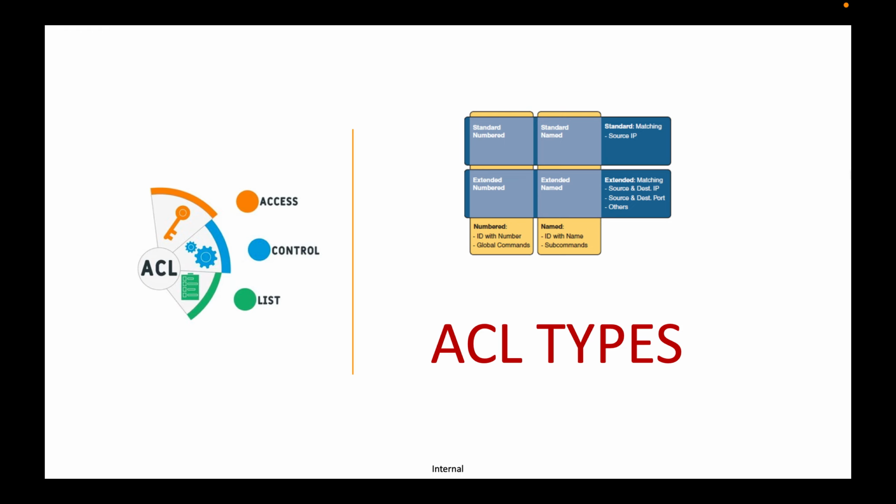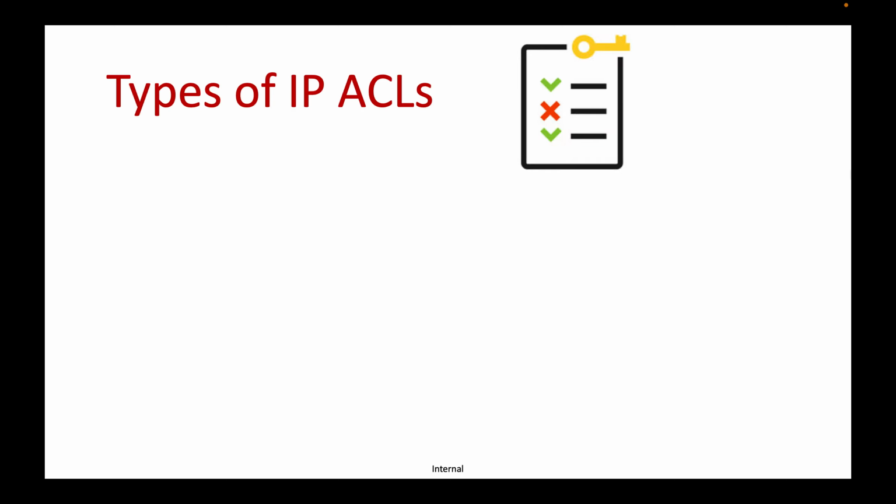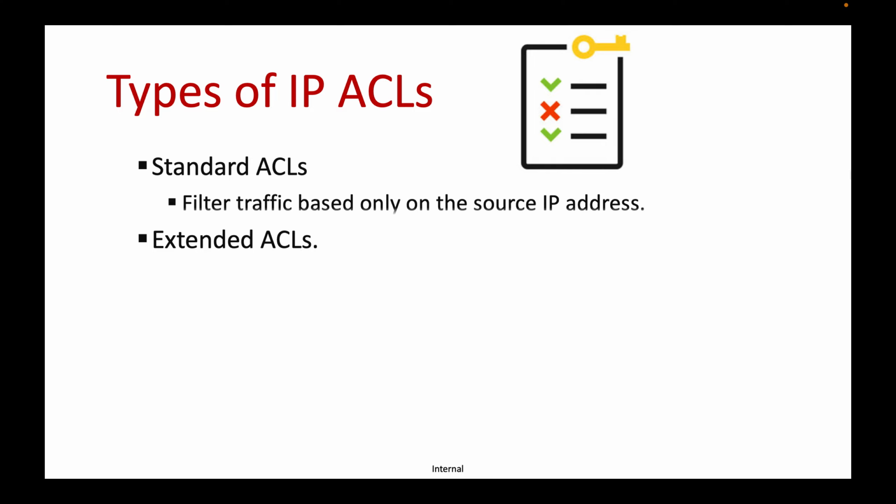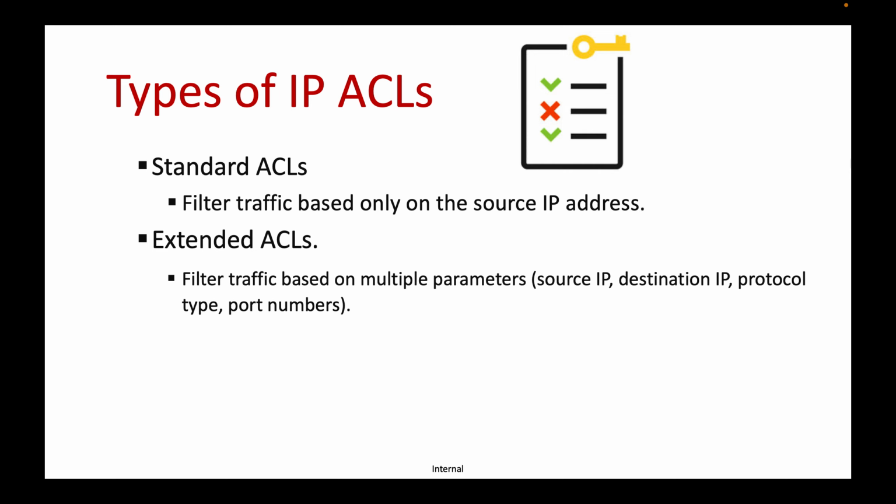Hello everyone. In this session of the CCNA series, I'll discuss ACL types. There are two common types of ACL. One is standard ACL and another one is extended ACL. Standard ACLs filter traffic based on source IP address, whereas extended ACLs filter traffic based on multiple parameters such as source IP address, destination IP address, protocol type, and port numbers.